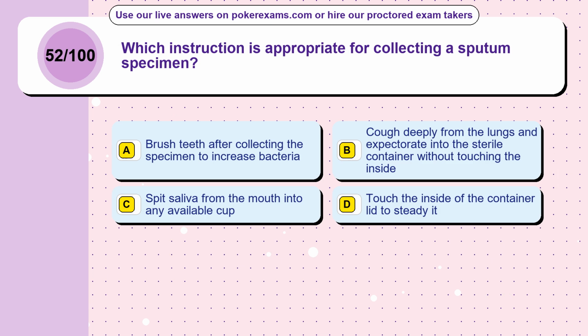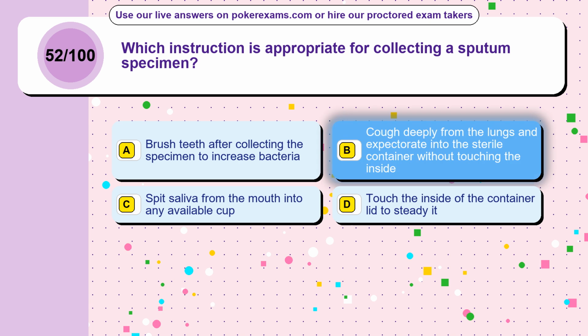Question 52. Which instruction is appropriate for collecting a sputum specimen? Option A. Brush teeth after collecting the specimen to increase bacteria. Option B. Cough deeply from the lungs and expectorate into the sterile container without touching the inside. Option C. Spit saliva from the mouth into any available cup. Option D. Touch the inside of the container lid to steady it.